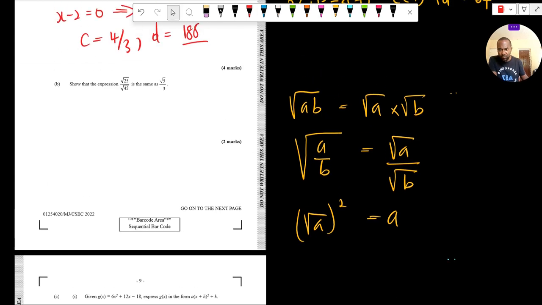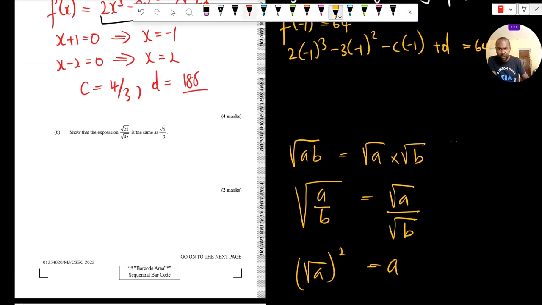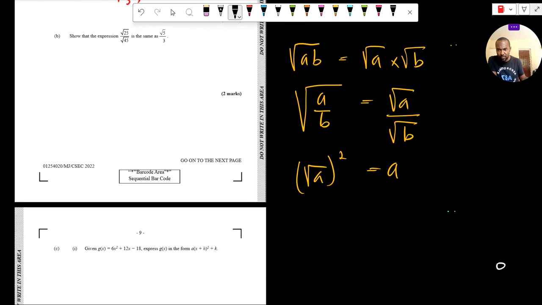All right, so let's look at what is happening here. We have root 25 over root 45. Now, clearly, 25 is a squared number, so root of 25 is just equal to 5. So this becomes 5 over.